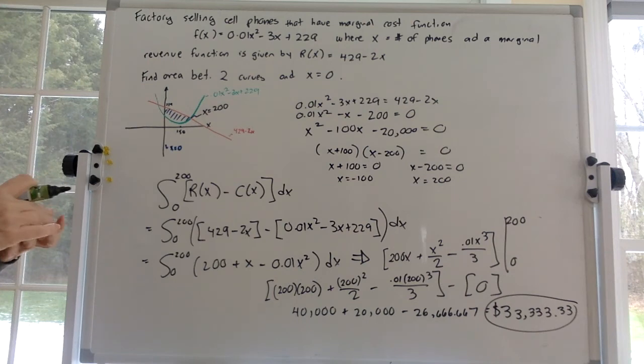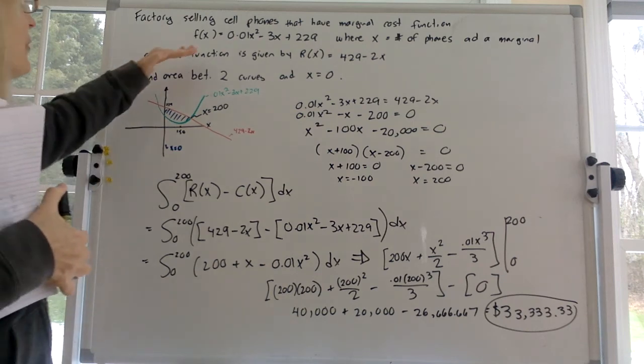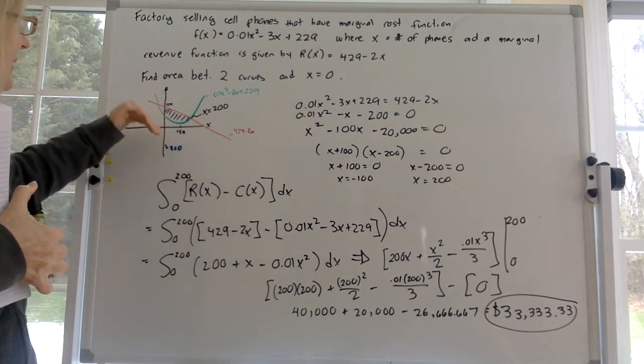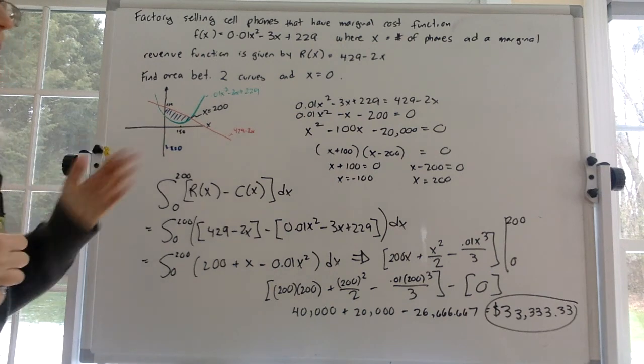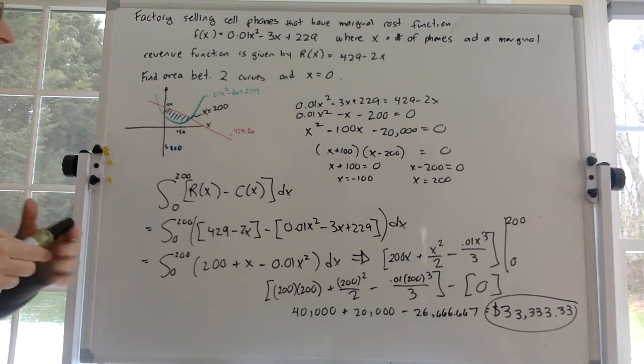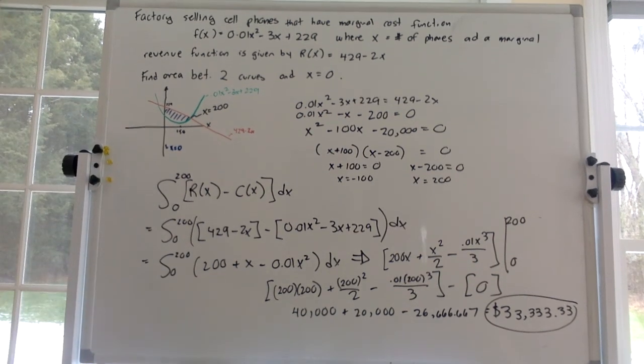What does it mean in reality? What does it really mean? Well, think about it. What are we doing? We're doing revenue minus cost. So what you take in minus what it costs to make them, what's that? That's your profit. So that area is actually representing your profit for making these cell phones.